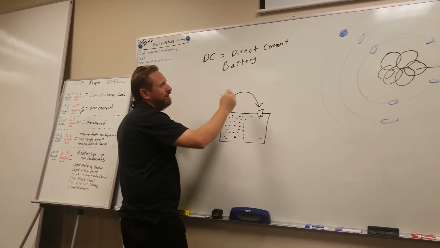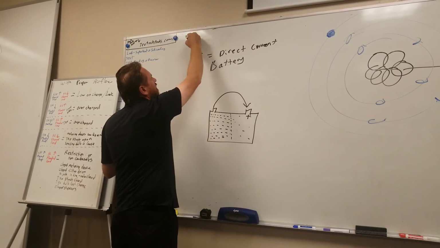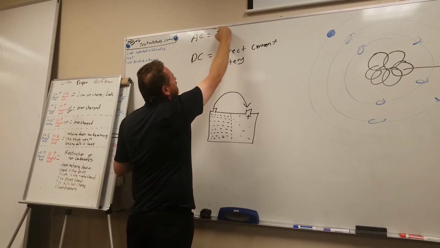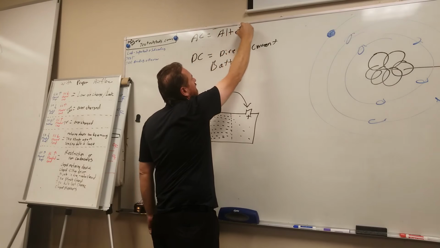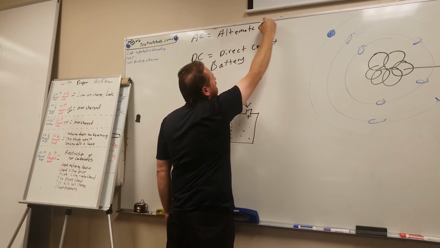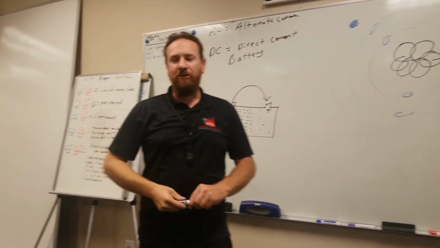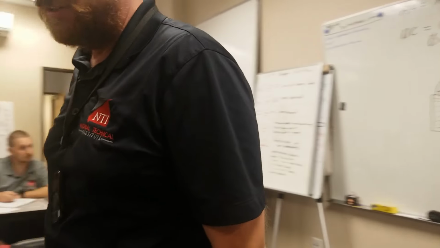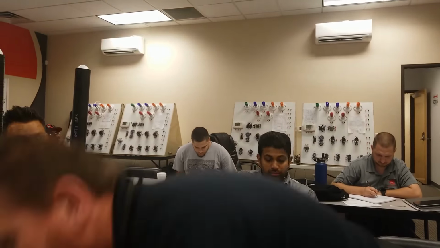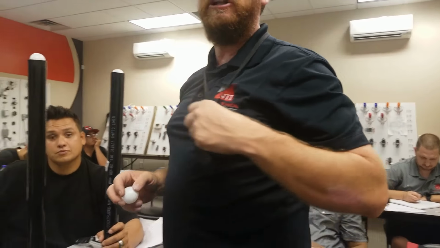It's flowing in one direction. But there's also AC, which is alternating current. Alternating is flowing in either direction. Right? So let's talk a little bit about alternating current.